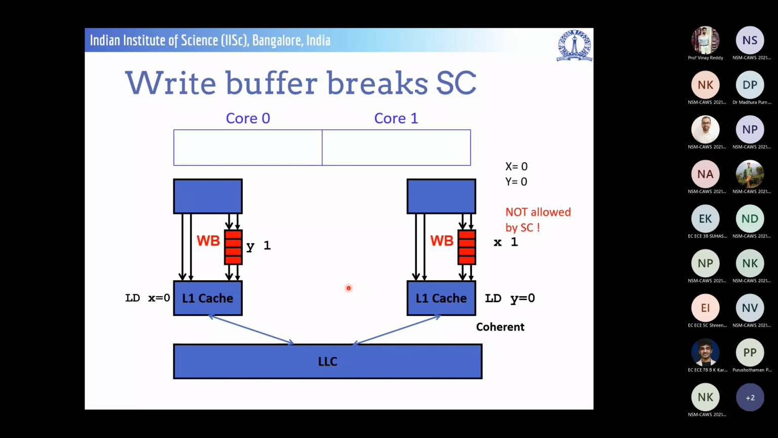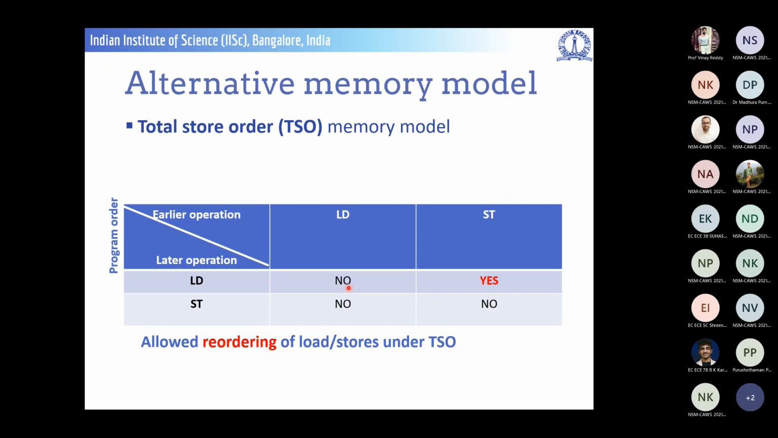But then the chip designer said this is too restrictive, right? And this will not allow a lot of simple performance optimizations like having a write buffer. So they said okay, let's change the memory consistency model then. As I said, there is no single right or wrong memory consistency model. It's about trade-offs. So what they actually came up with is called the total store order.